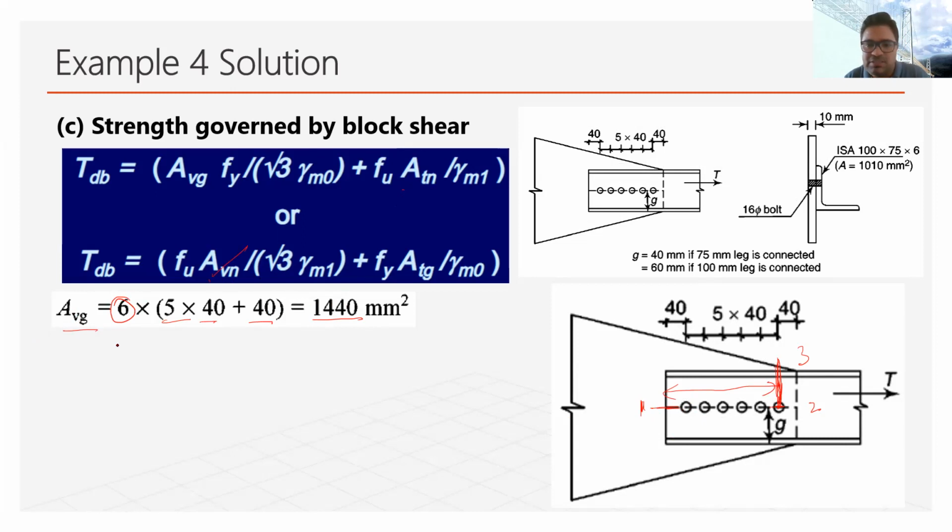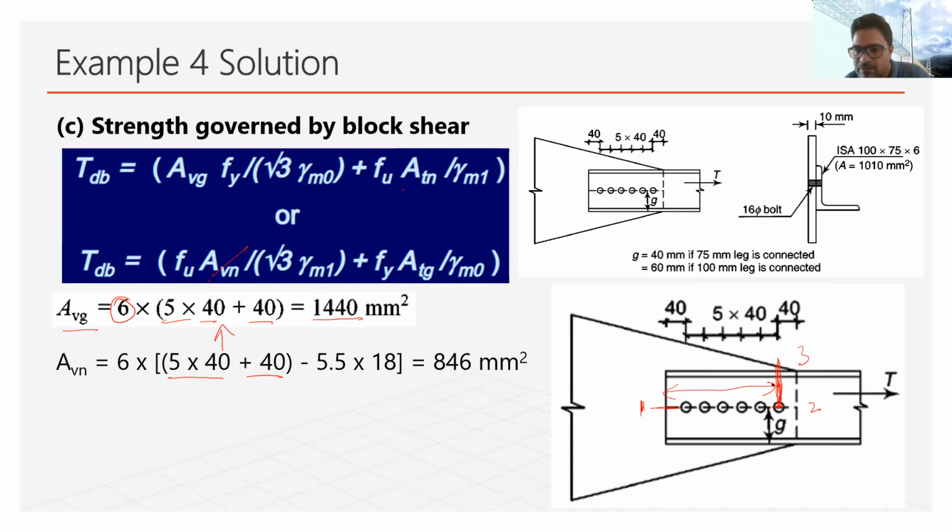In calculation of AVG, we have considered that there is no hole. Now in the calculation of AVN, we will consider these holes which are already present here. So in calculation of AVN, we will deduct the hole dimension, which means you can see here again 5 into 40 plus 40. So that is the same value. Now in this we are deducting the hole dia.